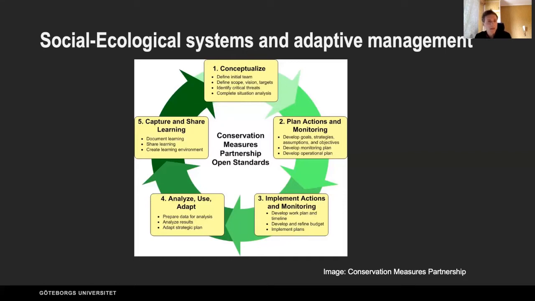And the question then becomes how to do this. How do we build functional adaptive management? In this case, for marine planning or the marine environment.